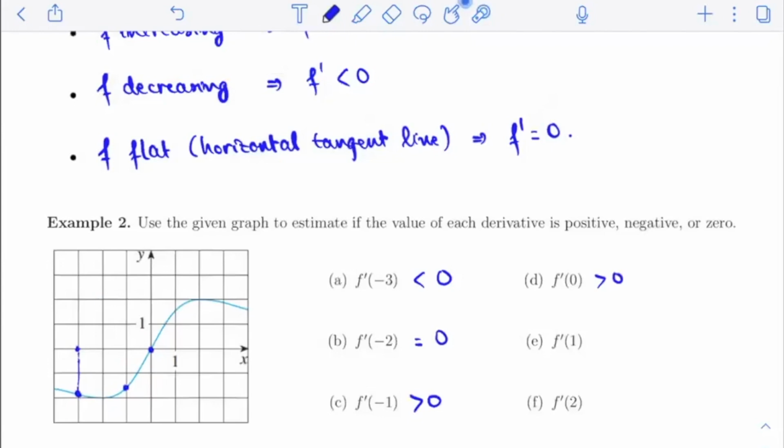When you consider x equal to 1, at that point, the function is also increasing, so you have f prime is greater than 0. And at x equal to 2, right here, the function has a flat spot or a horizontal tangent line. Then you can deduce that f prime of 2 is equal to 0. Hopefully, it's helped you identify the sign of the derivative of the function at a certain point based on the behavior of the original function.